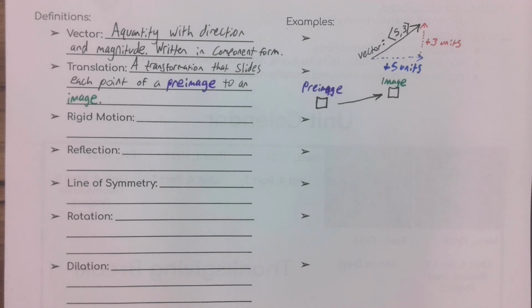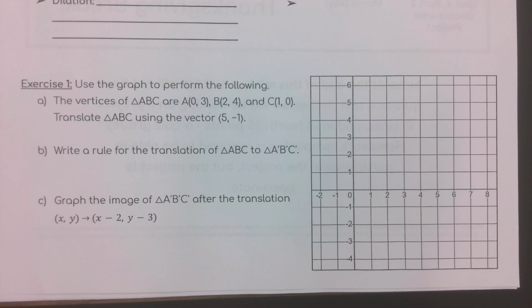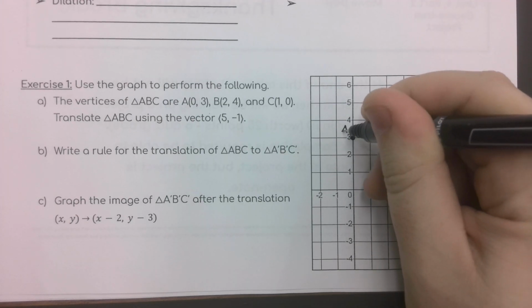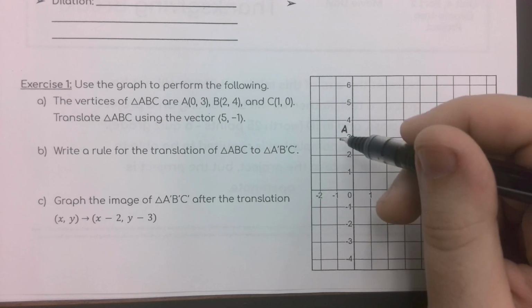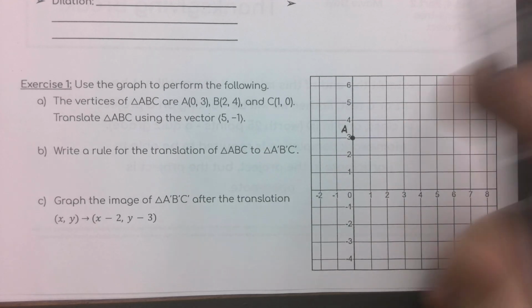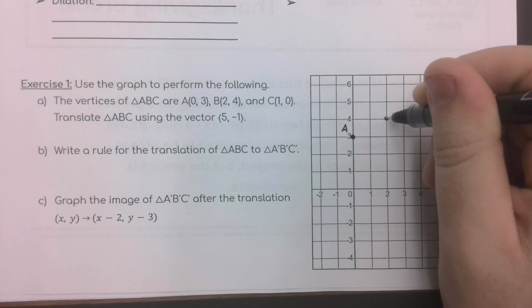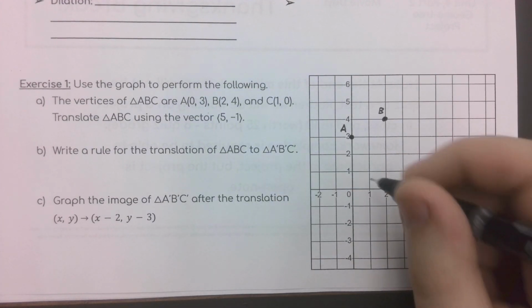Let's see an example so we can work through these definitions. In exercise 1, we are asked to use the graph to perform the following. First off, we are told the vertices of triangle ABC are A at 0, 3. This is where A is. And as we go along, you're going to label all of your points, but label them relatively small. We're going to have a lot on this graph. We've got A at 0, 3. We've got B at 2, 4. And we have C at 1, 0.